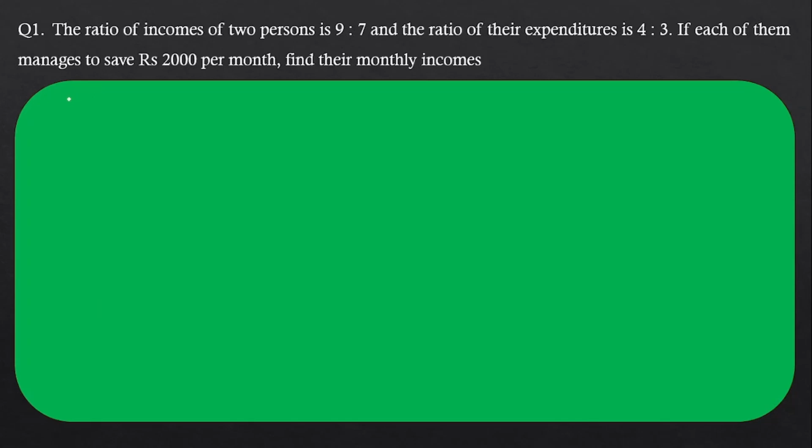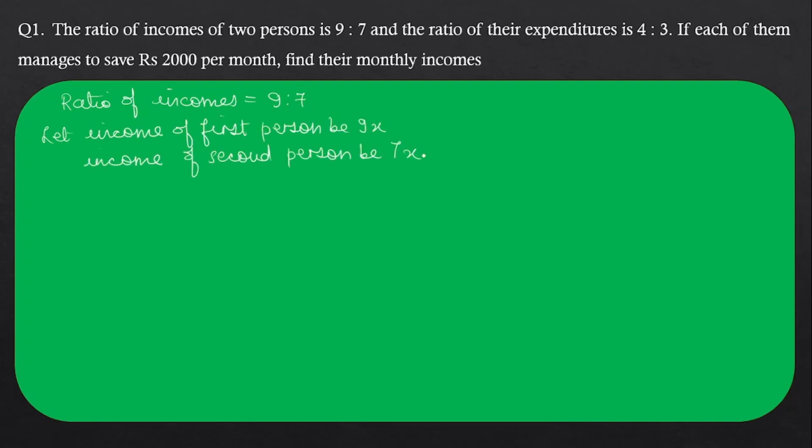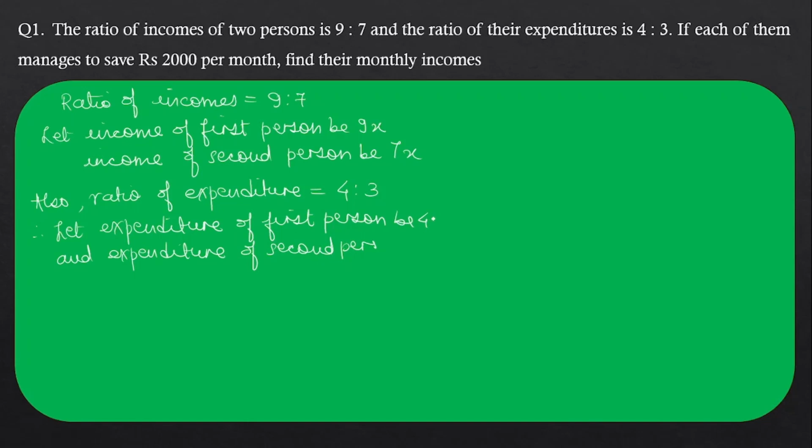In the question, since the ratio of incomes is given as 9:7, let the income of the first person be 9x and the income of the second person be 7x. Also, the ratio of expenditure is given as 4:3. Therefore, we can assume the expenditure of the first person to be 4y and of the second person to be 3y. Also given, the saving is 2000 per month for each.